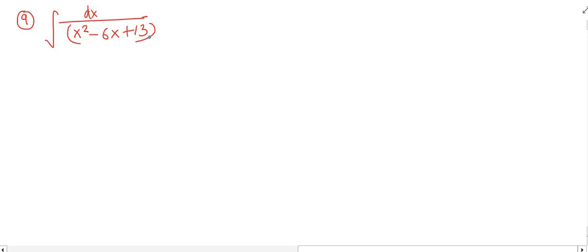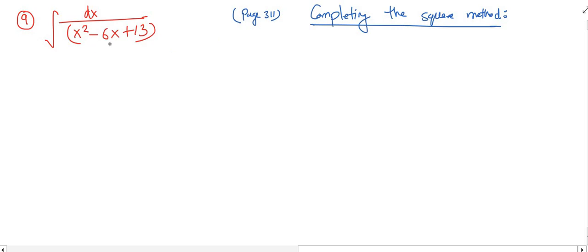This is example 9, which you will find in your book at page number 311 in NCERT. So to solve this question, we will again use the completing the square method. Okay guys, completing the square method. In completing the square, what do we do? We take half of middle term, which is coefficient of x. So half of 6 is 3, correct? Then square of 3 we add and subtract. So these are the steps. So let me do it.